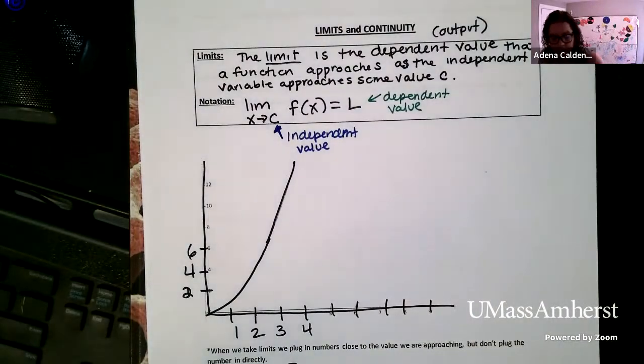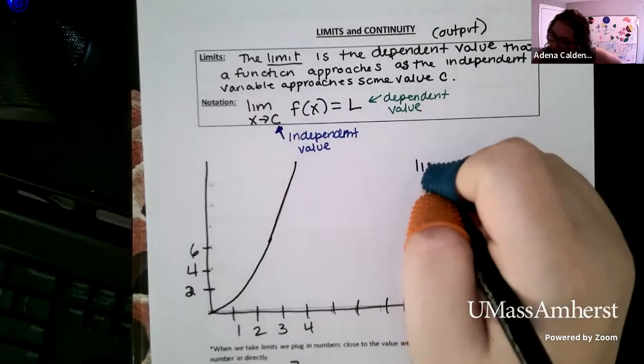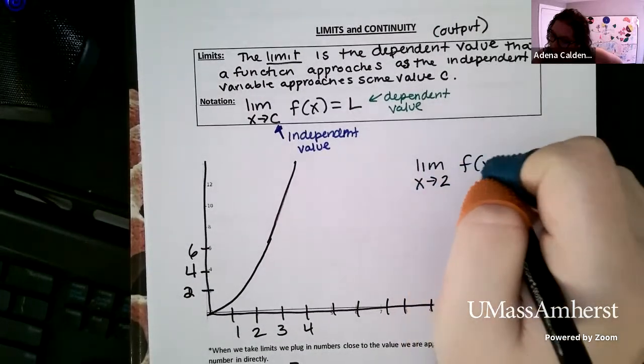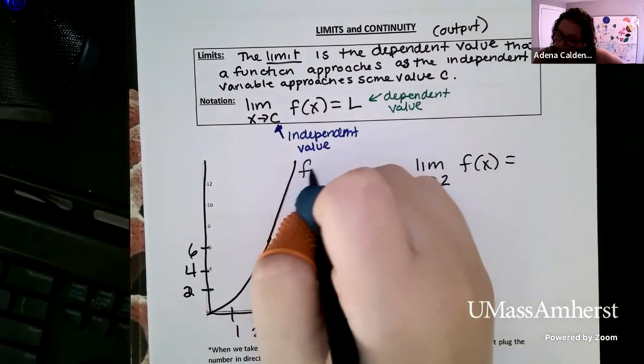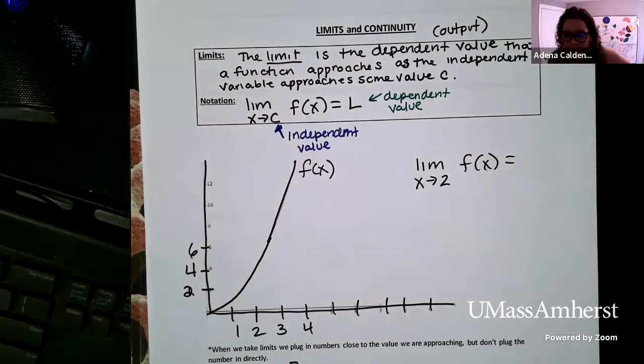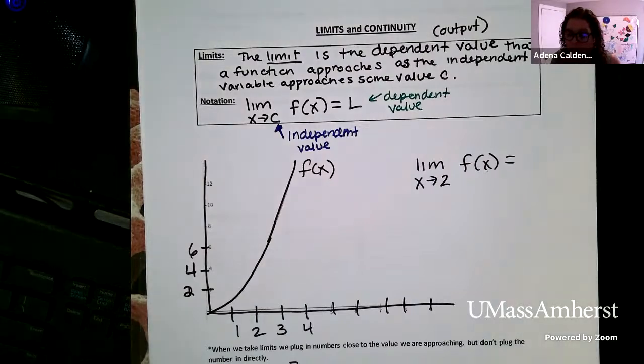Okay, so let's say we want to do the limit as x approaches 2 of f of x. This is a function over here. We're interested in the limit as x approaches 2. So what that means is as we get close to 2, we want to know what we're getting close to in the y direction. And so this is where we start our discussion of closeness.